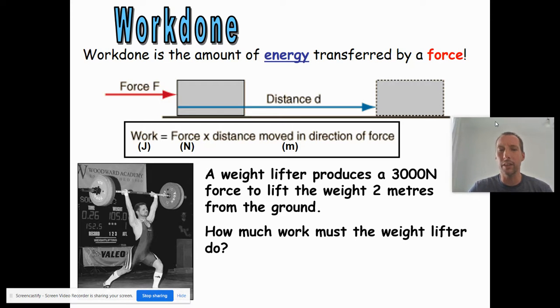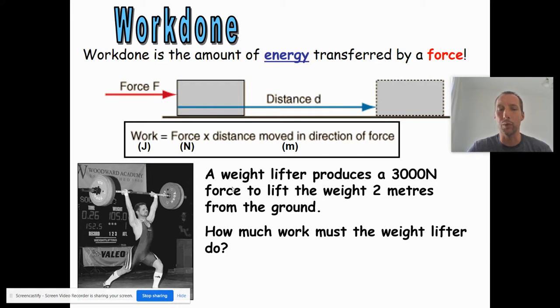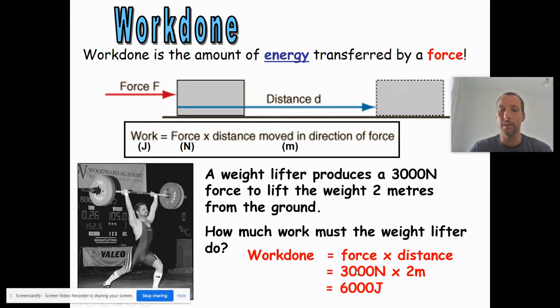Well, the reason that the weightlifter would use a 3,000 Newton force to lift the weight is because the weight must weigh 3,000 Newtons. So generally, to know the force that they have to pull with, you just need to know the weight of the actual object. So if he pulls on it with 3,000 Newtons to get it lifted, it must weigh about 3,000 Newtons. So how much work must the weightlifter do? Well, work is force times distance. So 3,000 times 2, 6,000 joules. So basically, I've worked out that he needs to put in 6,000 joules of energy in order to lift up that weight. So that's all work done is, the energy transferred by a force.